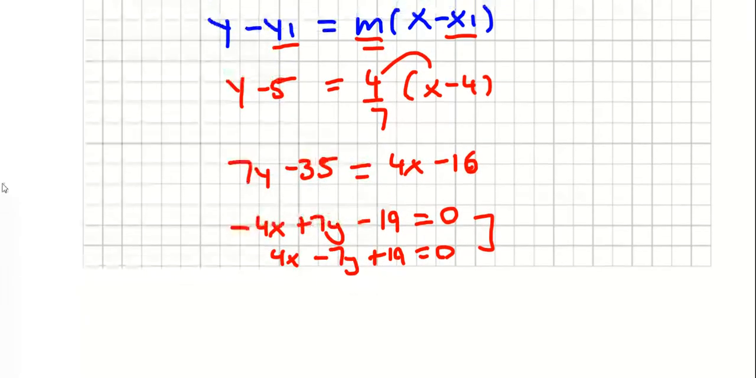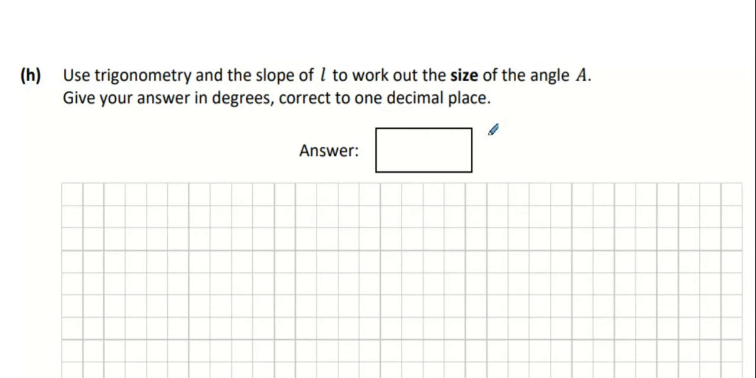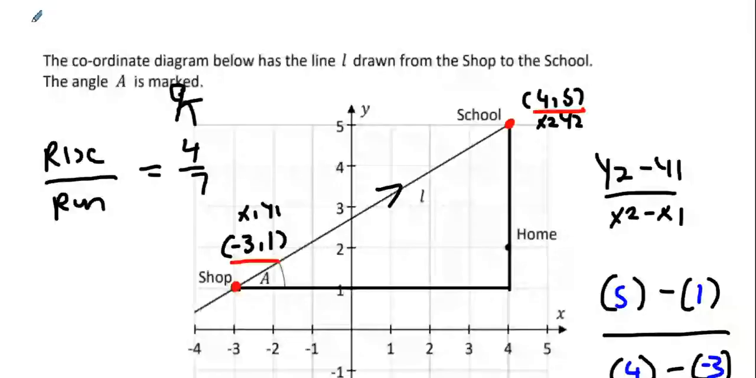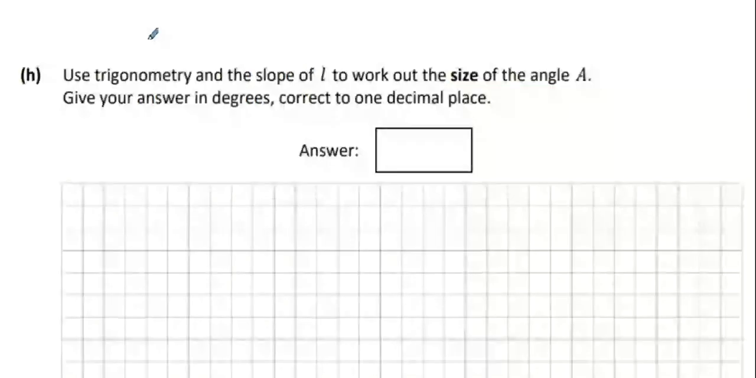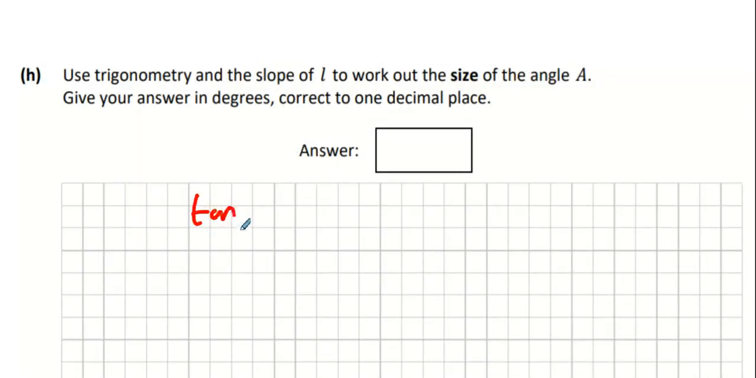Next thing we need to do is we need to find the tan of the angle. Work out the size of the angle A, and we need to give our answer in degrees correct to one decimal place. Well, if we go back to our angle here, we can say that opposite is 4, adjacent is 7. Tan is opposite over adjacent. So tan A is 4 over 7. It's an angle question. So we're going to use tan inverse 4 over 7.